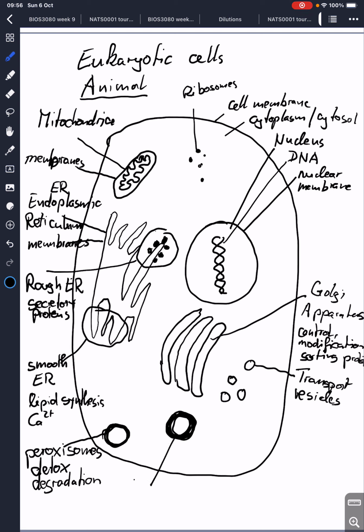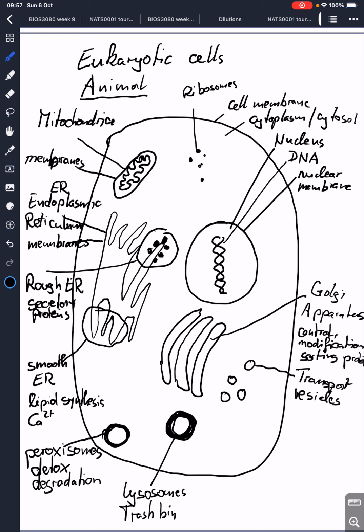These are referred to as the lysosomes. Again, they have a lipid bilayer, and they are almost the trash bin of the cell. Everything that needs to be recycled or we can't use really will be broken down in these lysosomes.